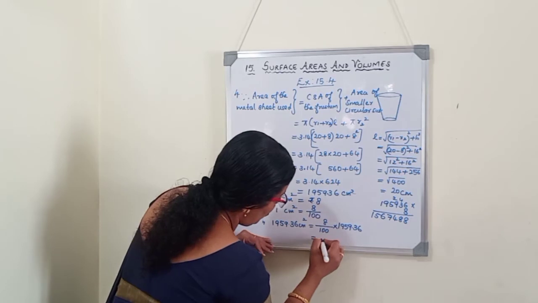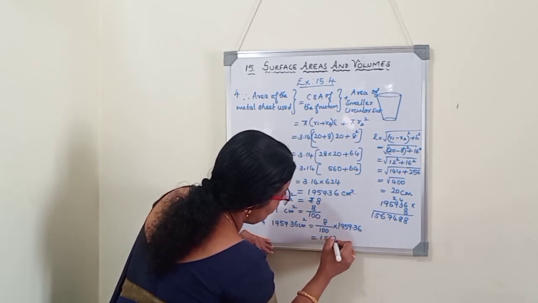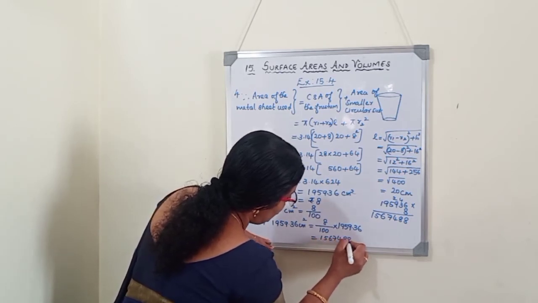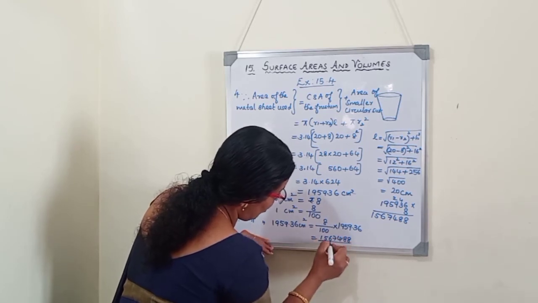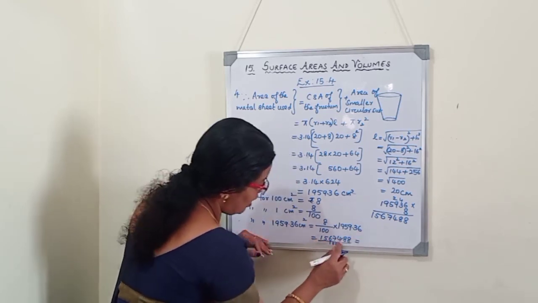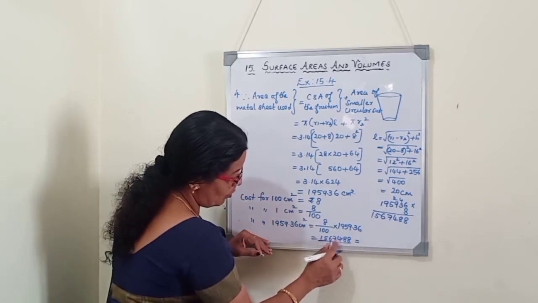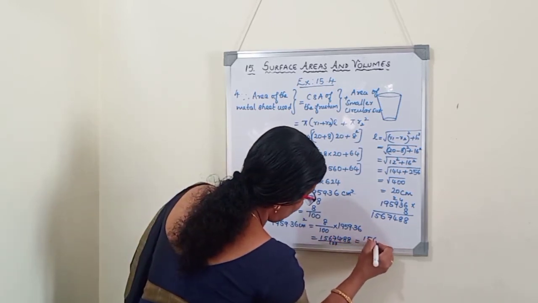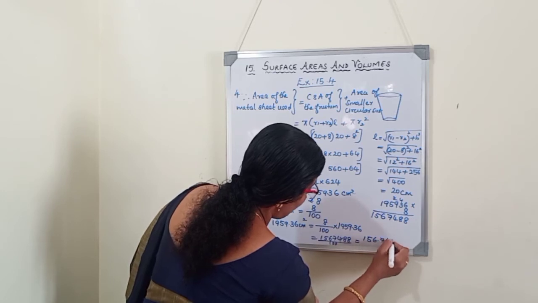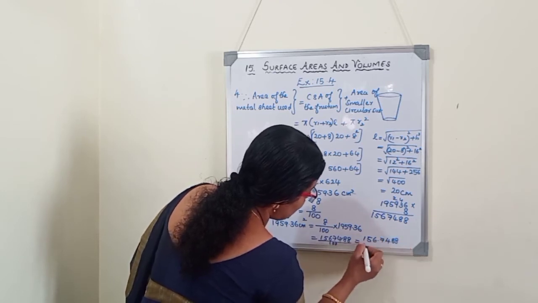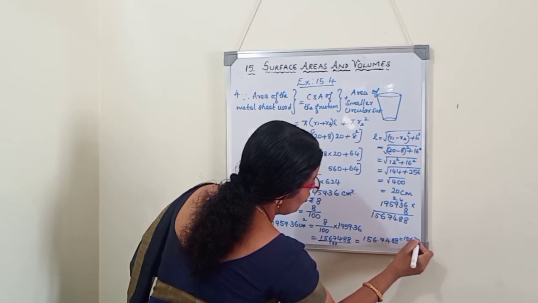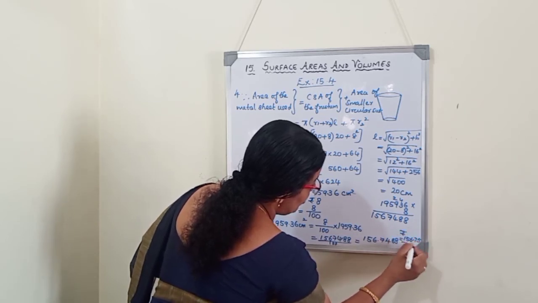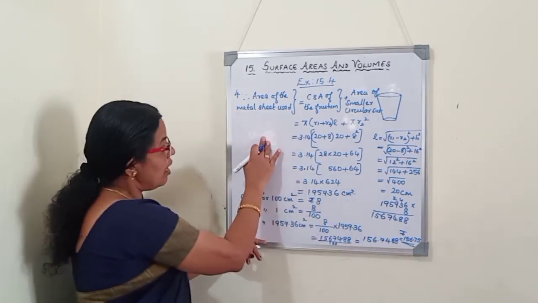So, we will get 1567488. Already 2 decimal digits are there here. Point we will put, divided by 100. So, dividing by 100 means again 2 digits will move to the left. 156.7488, or we can write it as 156.75 rupees is the cost of the material used.